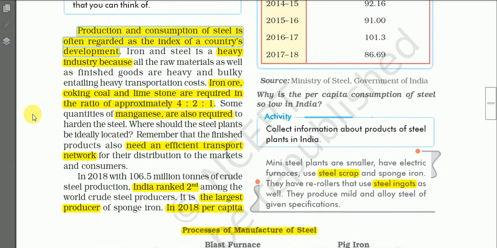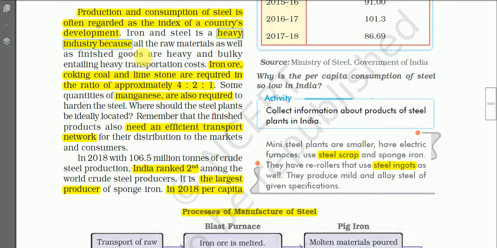Iron and steel is a heavy industry. Iron and steel industry is known as a heavy industry because all the raw materials as well as the finished goods are heavy and bulky, entailing heavy transportation costs. The raw material used and the finished goods are heavy and bulky, and hence transportation cost is also high.